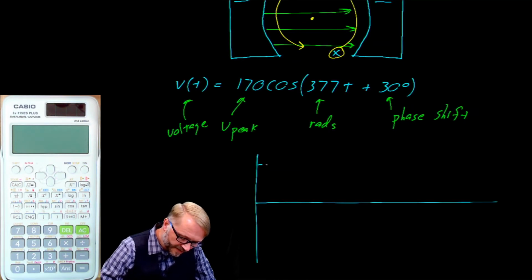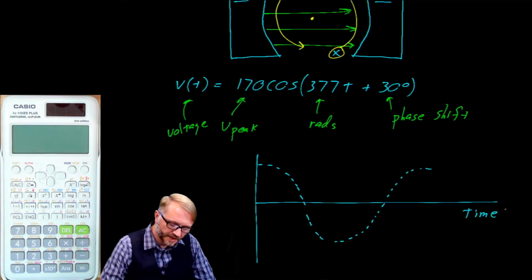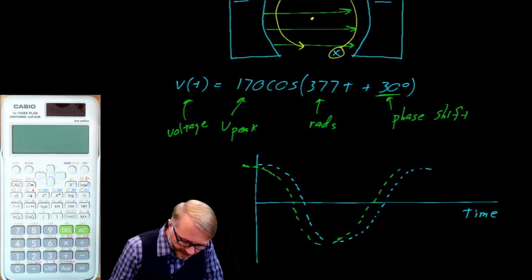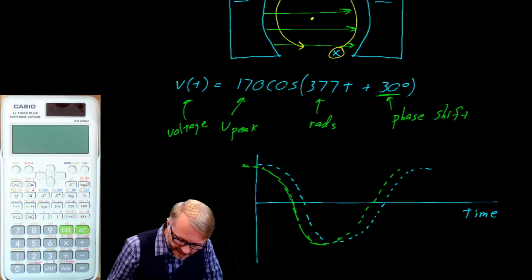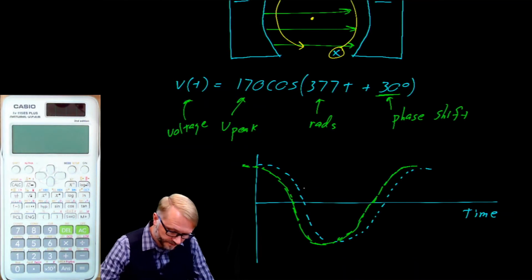If there were no phase shift, the signal would look something like this. But in this case, there is a phase shift. It's a 30-degree phase shift. It would look something like this. We have a cosine, but it appears 30 degrees earlier than the first sinusoid we drew.